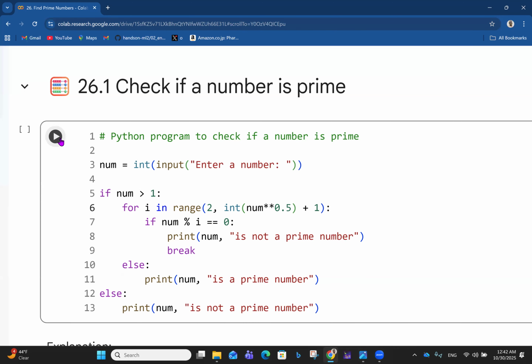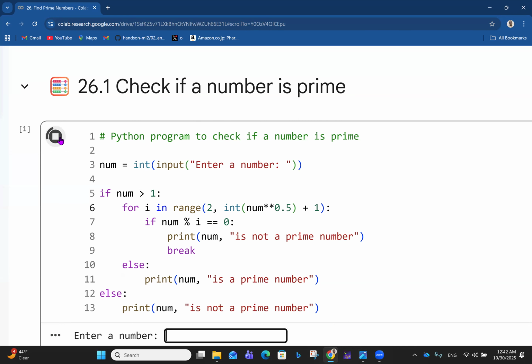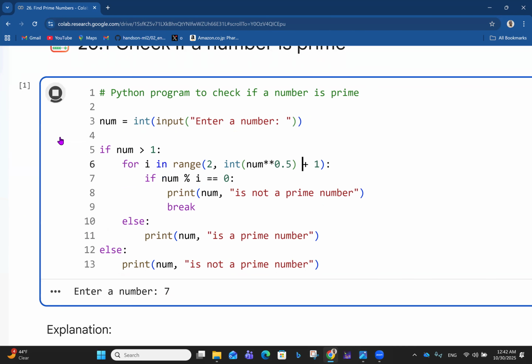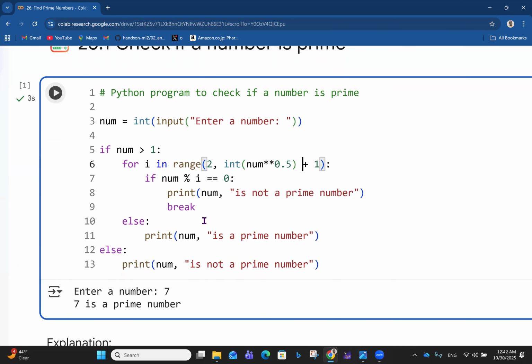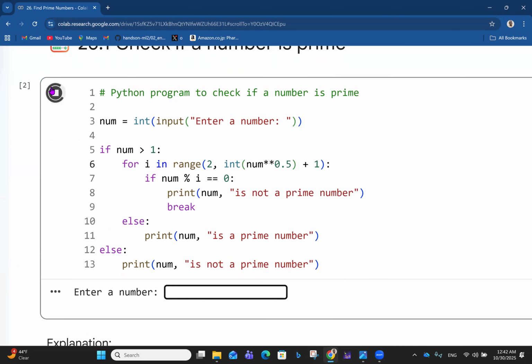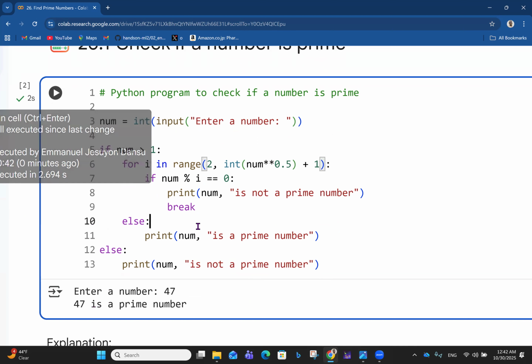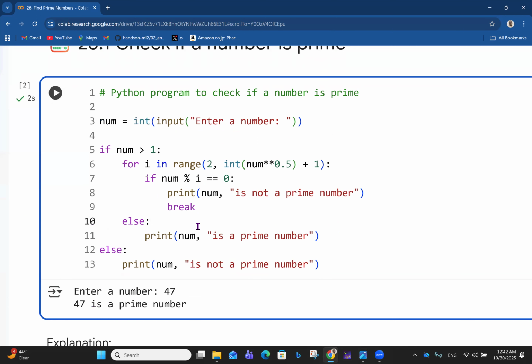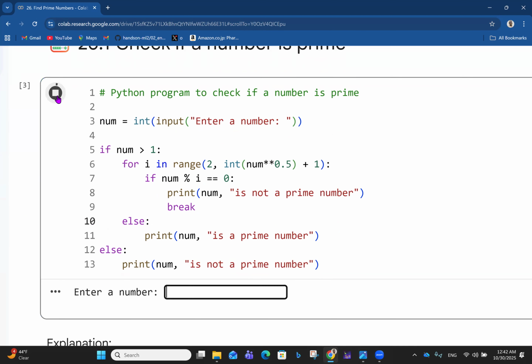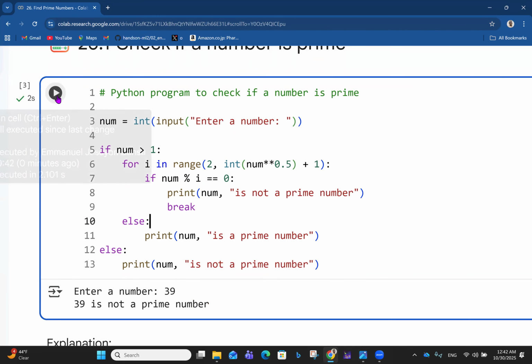So let's go ahead now and write and run this. Let me input 7. So 7 is prime, obviously. Let me try 47, a big number. 47 is prime. Sometimes some numbers look like they are prime, but let me see. Okay, 39 obviously is not prime, and so on and so forth.